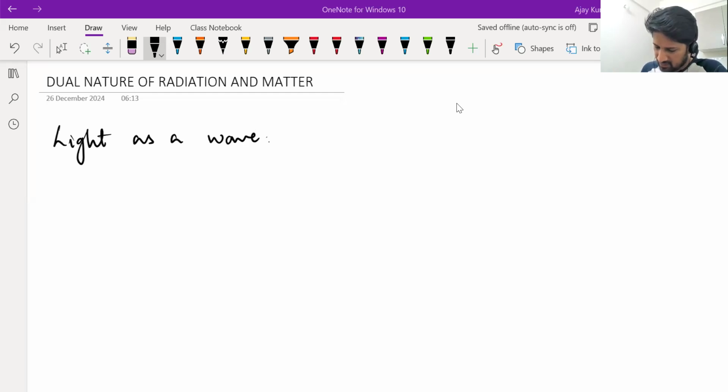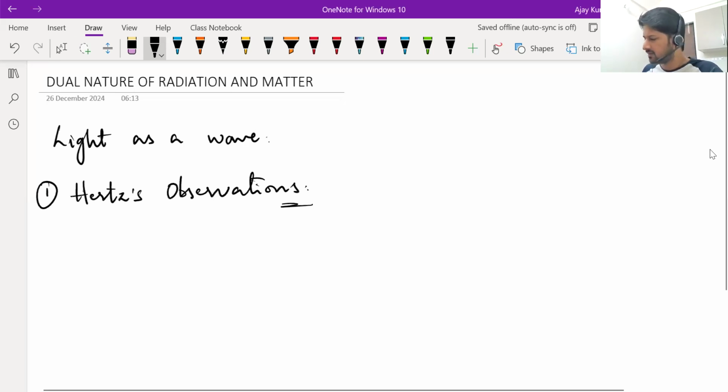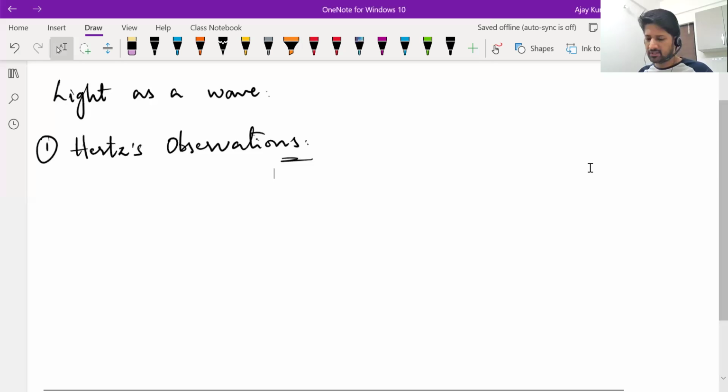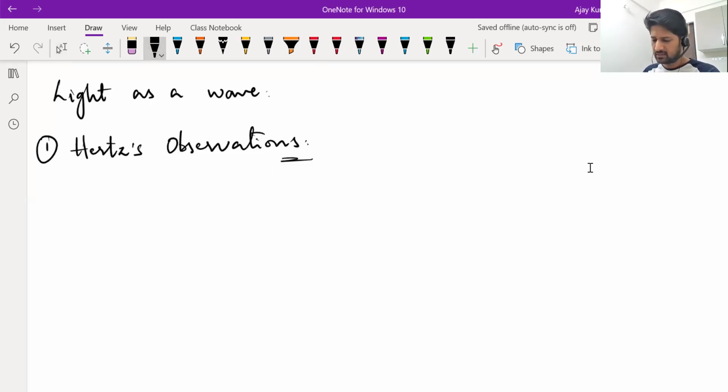First, Hertz's observations. Now, Hertz used to conduct experiments on something called spark discharge. Can any of you explain how lightning occurs? How does lightning occur?